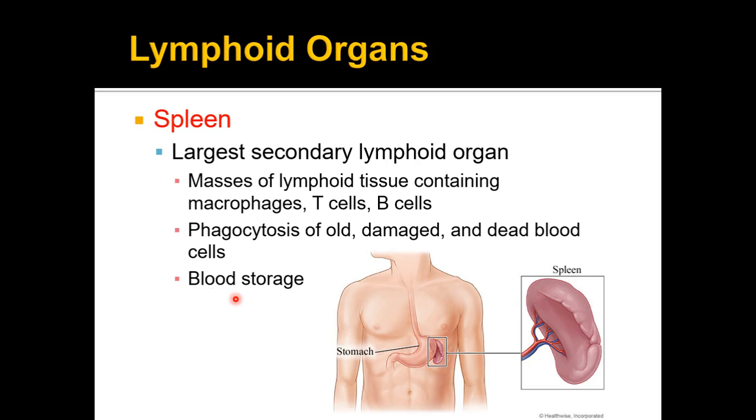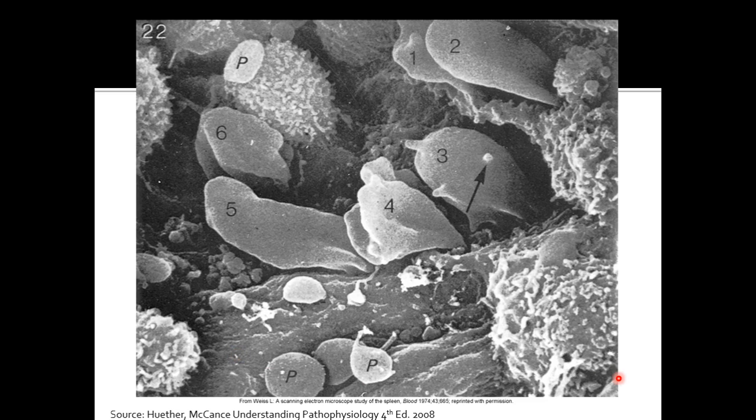And the spleen's main job is to filter out pathogens and junk from the blood, but also to get rid of old and damaged or dying red blood cells. And then the spleen will break those red blood cells down and recycle their components. So here's another scanning electron micrograph of spleen tissue. So what do you think these cells are that are numbered 1, 2, 3, 4, 5, and 6?